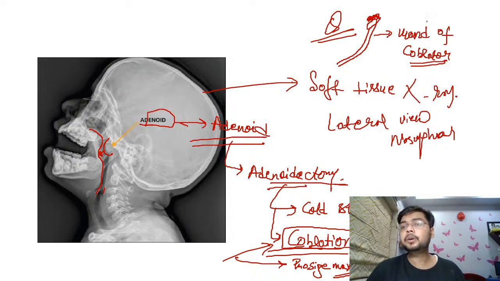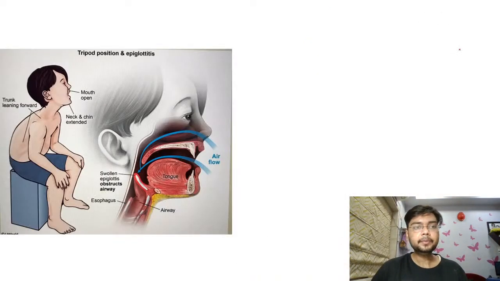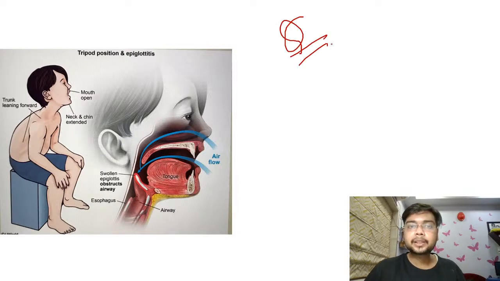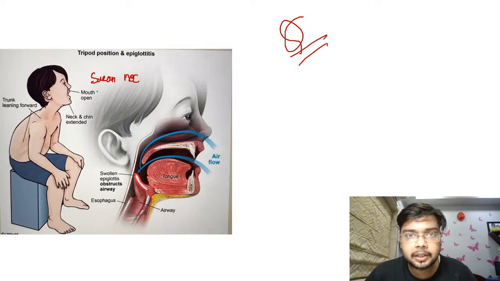So you need to know about this condition and the instrument, right? Now this is a condition that is caused due to one pathology. The child, you can see here, is protruding his mouth and the neck. So this is sort of swan neck. He's trying to open his airway by this position. The hands are on the front, trunk leaning forward.